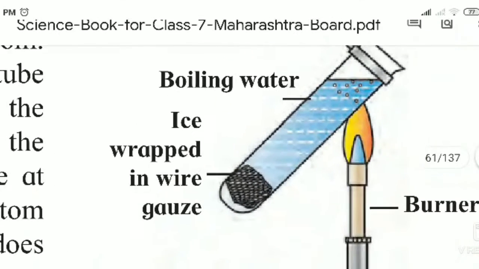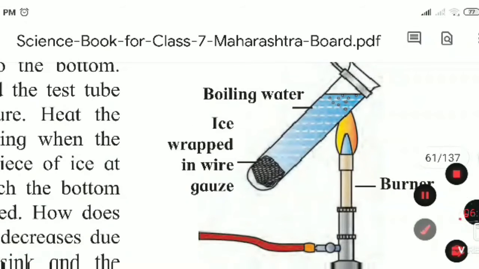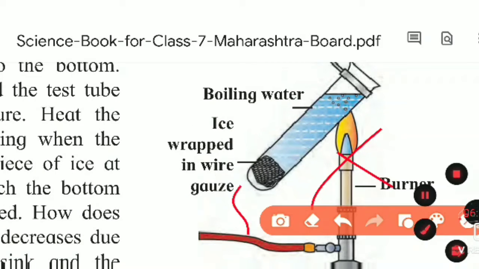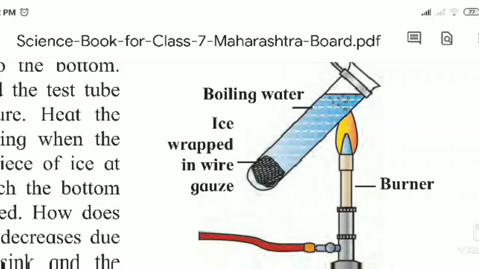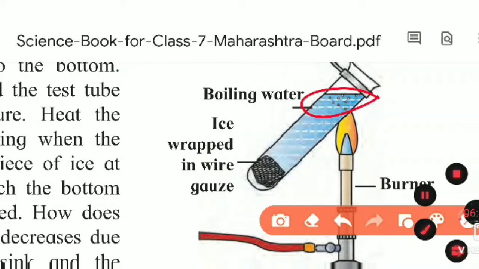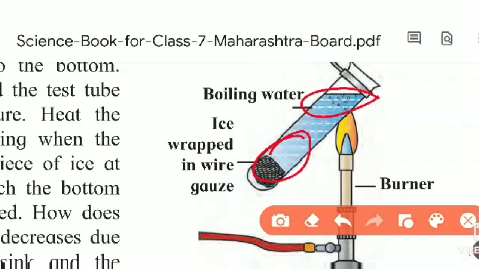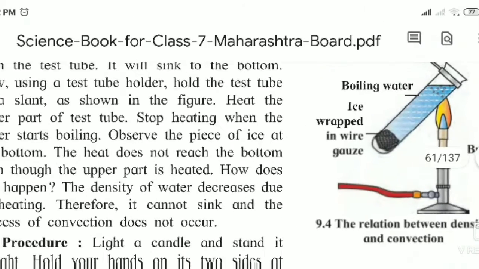But instead of this, if we are not providing heat from here, and we provide heat from this place, then you will notice that the temperature of all the water in the test tube increases. But when you provide heat to the upper part only, the water at the downside remains at the same temperature. Okay, now we will see what is given here.